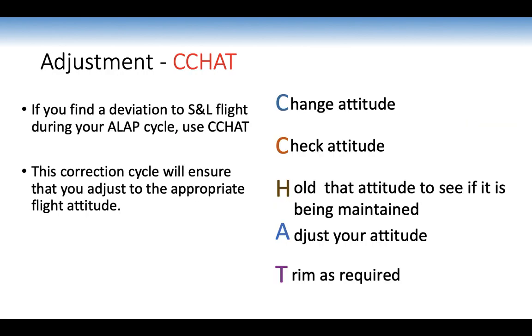And adjustment is done using CCHAT. You don't really say CCHAT out loud, it's more of a subconscious thing. If you find any deviation in straight and level flight during your ALAP cycle, use CCHAT. The correction cycle will ensure that you adjust the appropriate flight attitude. So let's say you're not at third ground, two-thirds sky, so change it. Check your attitude that it is in the correct attitude. Hold it to see if it is being maintained. Maybe you check your instruments as well. You're maintaining height, maintaining direction. Adjust your attitude and then trim as required. And you may even need to adjust your power setting to correct it.